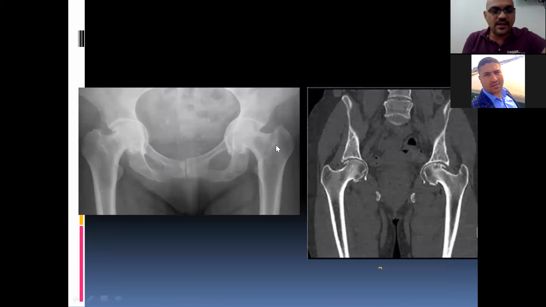Another imaging aid is the CT scan, which confirms the diagnosis radiographically. And you can see the thinning of the acetabular wall.